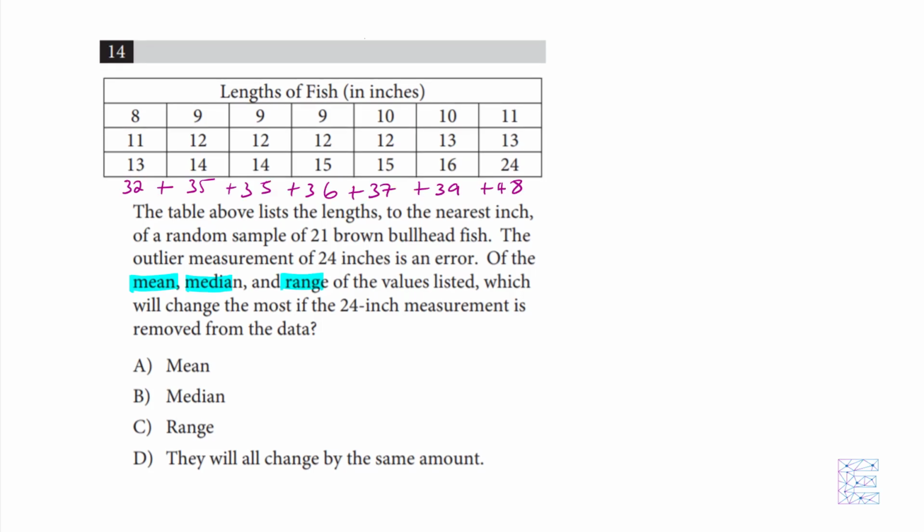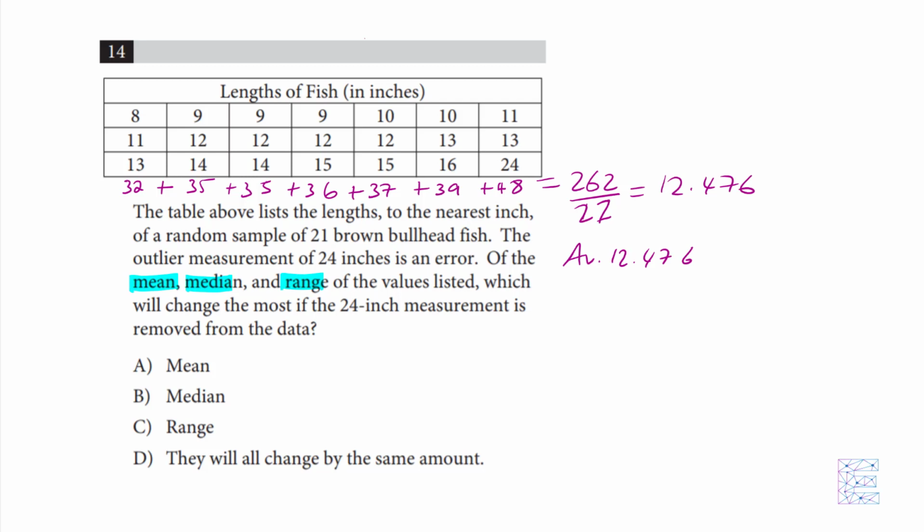So if you just do quick math here and add all of these numbers together, you will find that they add up to 262. We're going to divide this by 21. There are 21 bullhead fish. That gives us 12.476-ish. So the average, also known as the mean, is 12.476.